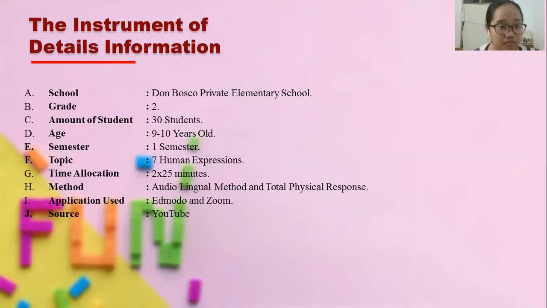This is the first term of the semester, and the topic is human expression. The time allocation is two times 25 minutes, which means 50 minutes in total. We use the audiolingual method and total physical response, because we interviewed the teacher, and the Don Bosco teacher said that these methods are all that students need, because students learn by what they see, what they hear, and what they do.